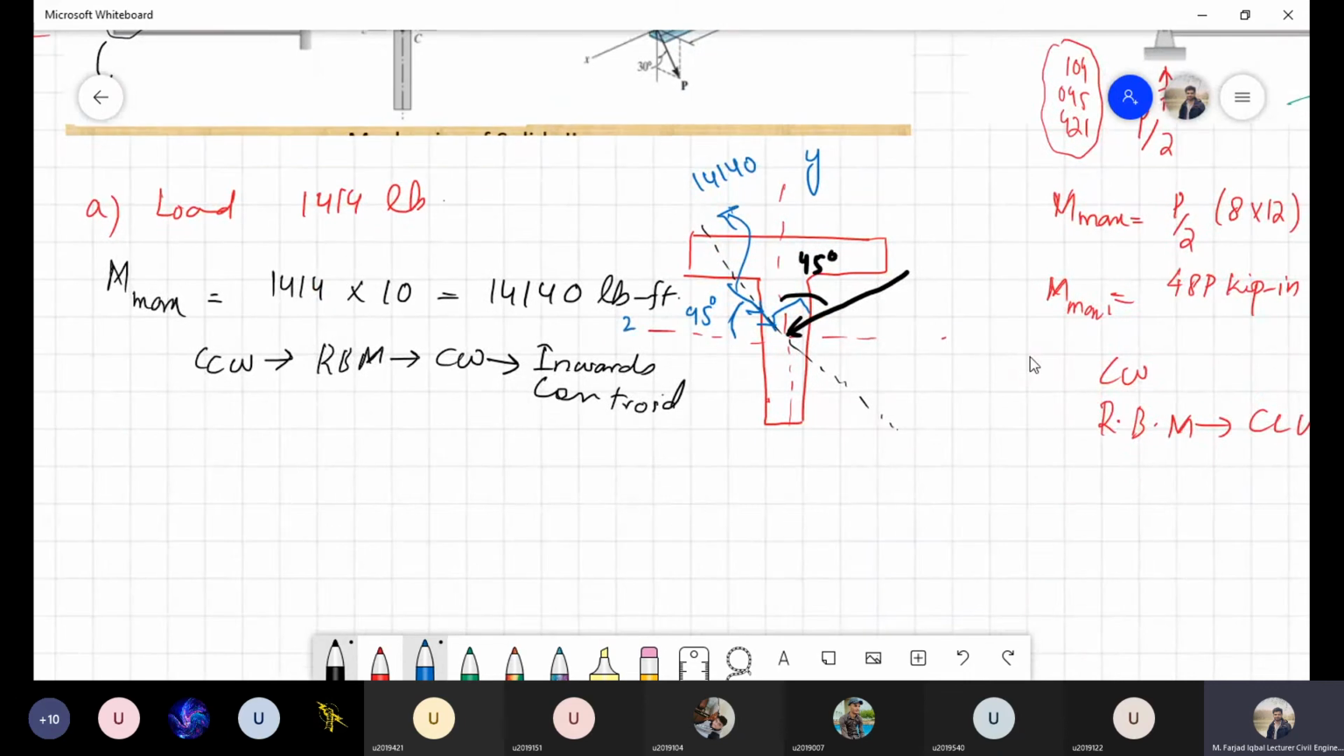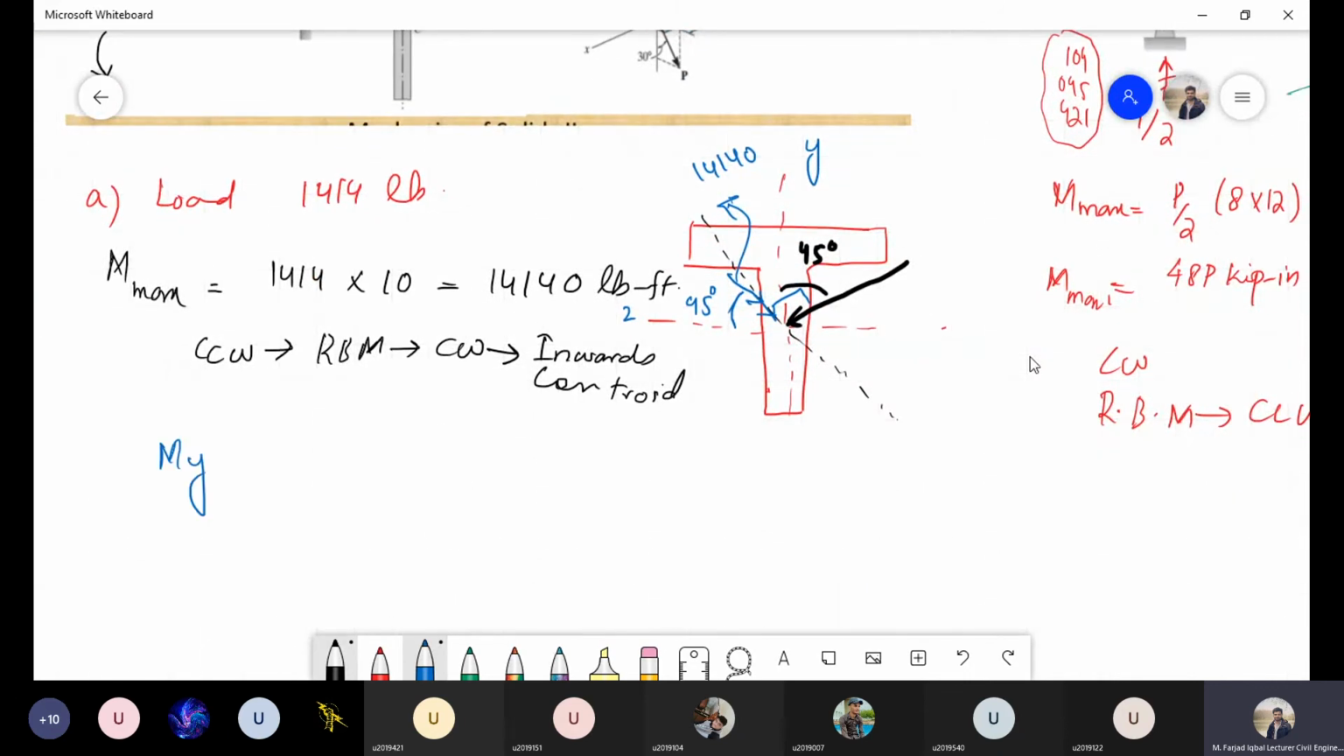So on y-axis, the component will be in this direction, and on z-axis, it will be in the downward direction. So my My will be, if I show it over here, that will be 14 sine of 45, and Mz is equal to 14 cos of 45 degree. So what is the answer that we are getting?